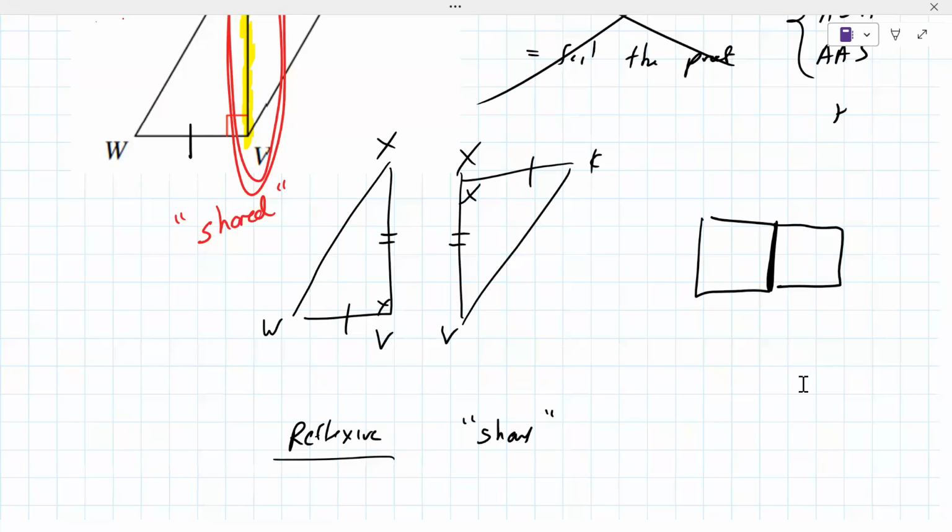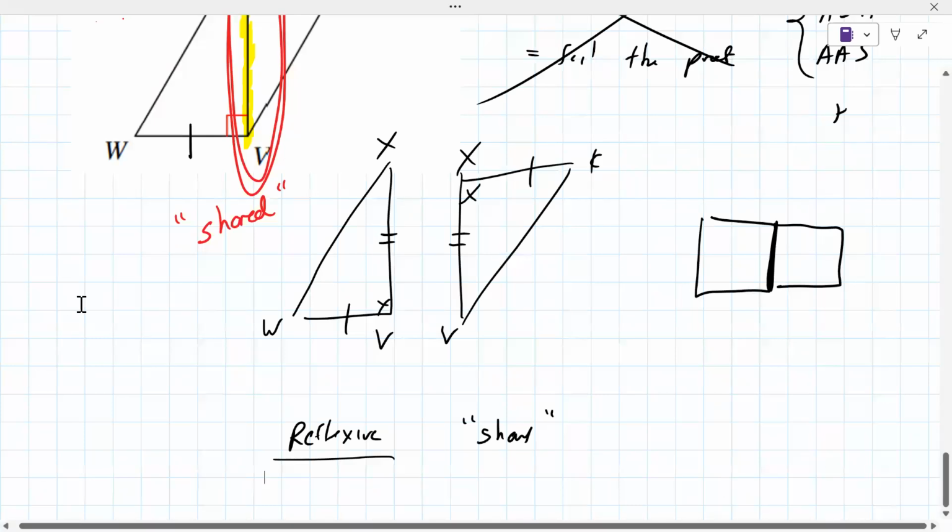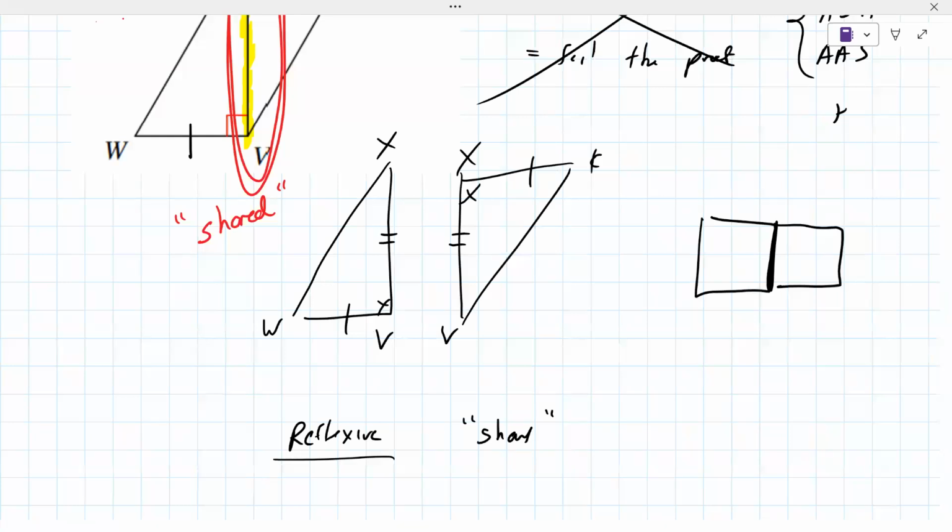I understand the shared concept, but when I say reflexive, do I have to write down shared? No, I want you to know that it's shared. Reflexive is the right word. The reason why it's reflexive is because it's shared. All right.